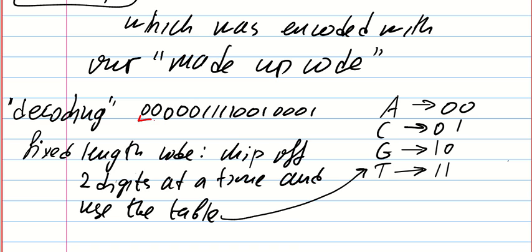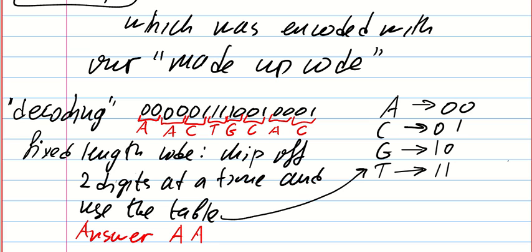So we chip off the first 2, it's 0, 0, from the table we put A. Then we chip off 2, we put A. Then we chip off 2, 0, 1 is C. Then 1, 1 is T. Then 1, 0 is G. 0, 1 is C. Then 0, 0 is A. And 0, 1 is C. So our answer is A, C, T, G, C, A, and C.